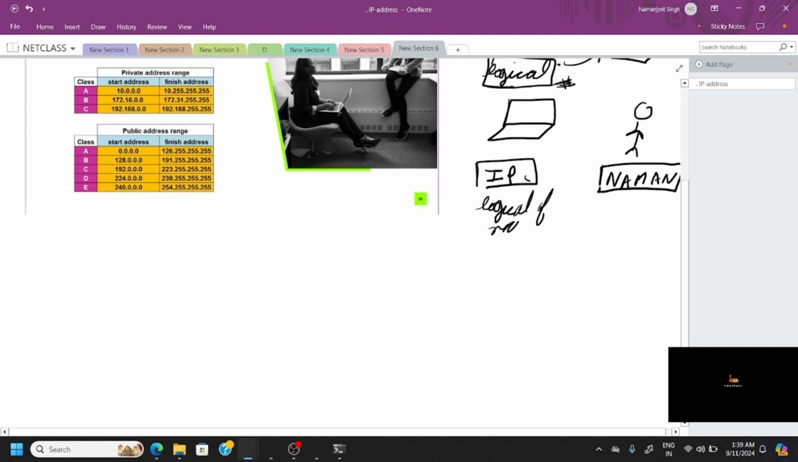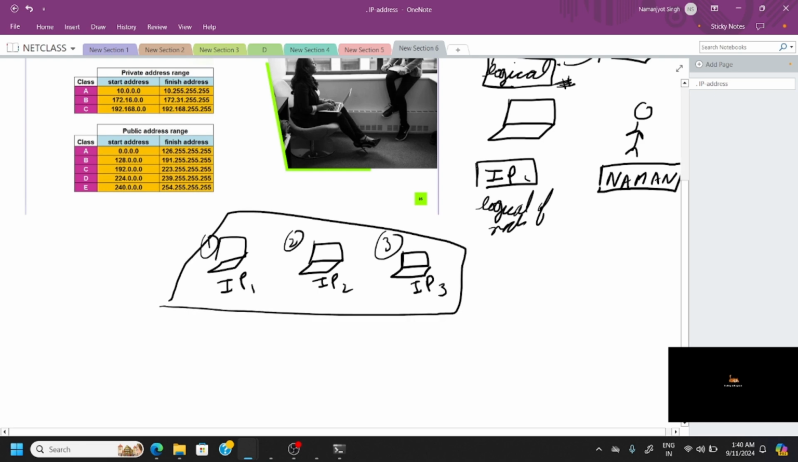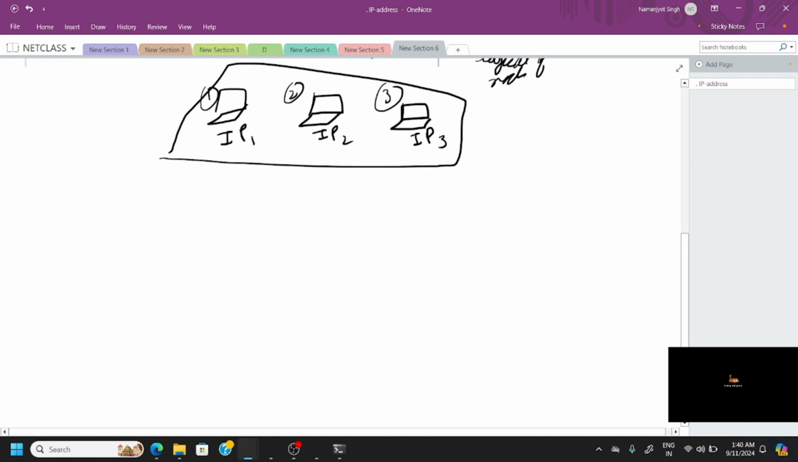For example, we are living in a world, or in an office, I would say, where we have different nodes: node 1, node 2, node 3. All these nodes have different IP addresses. So all of these have a unique name, a unique logical identity. Okay, and this is all about what a basic IP address is.